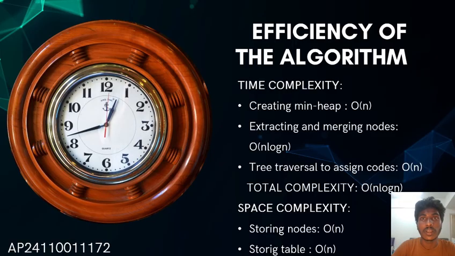Once the tree is constructed, we perform a tree traversal to assign binary codes, which again takes O(n) time since each node is visited exactly once. So the overall time complexity is typically expressed as O(n log n). In terms of space complexity, we need space to store all the nodes of the tree, which is O(n). We also store the final code table that maps each character to its binary code, which again requires O(n) space. So the algorithm is both time efficient and space efficient, making it a powerful method for lossless data compression.